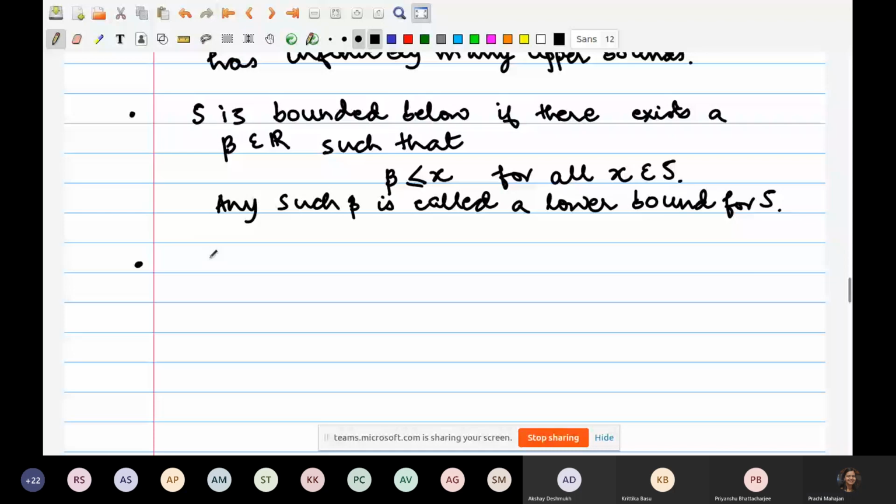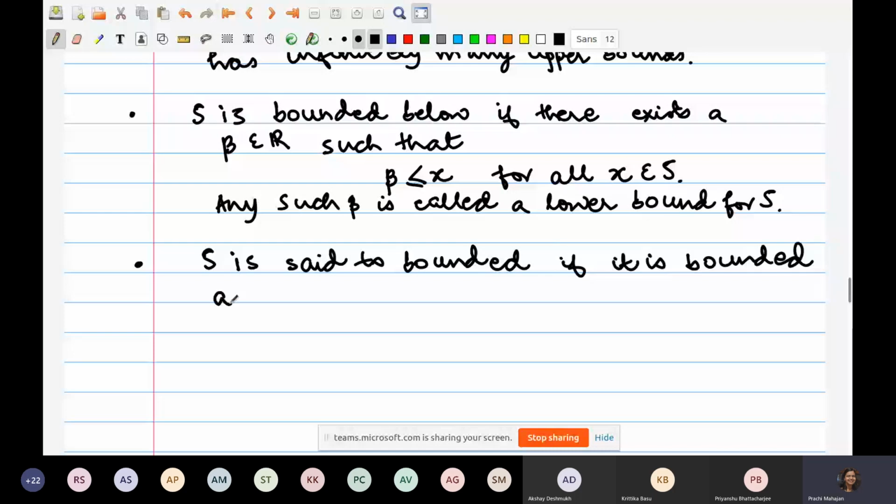Let's go on to the next definition. I am working under the same assumption: S is a non-empty subset of R. When do we say a non-empty subset of R is bounded? We say that S is bounded provided S is bounded above as well as bounded below, in the sense that I have defined above. And if this does not happen, otherwise S is said to be unbounded.